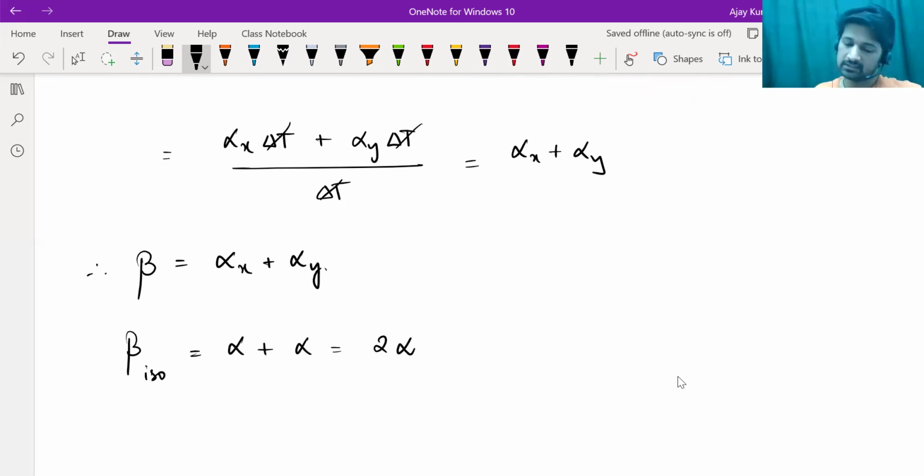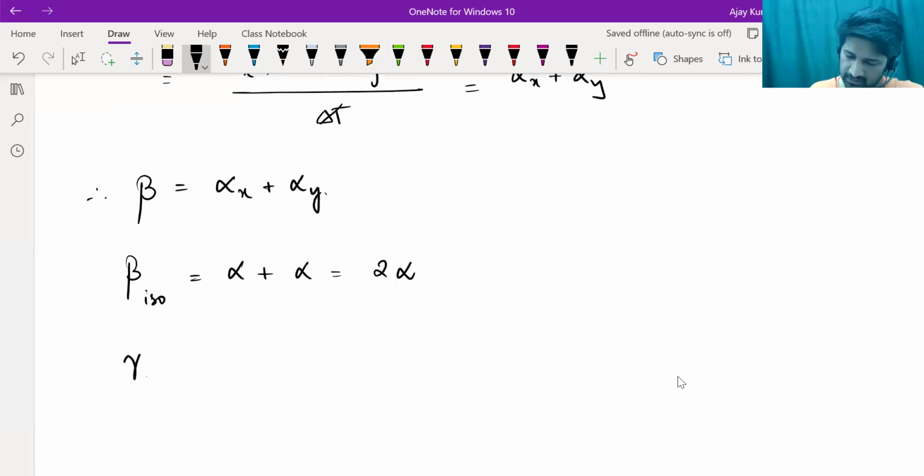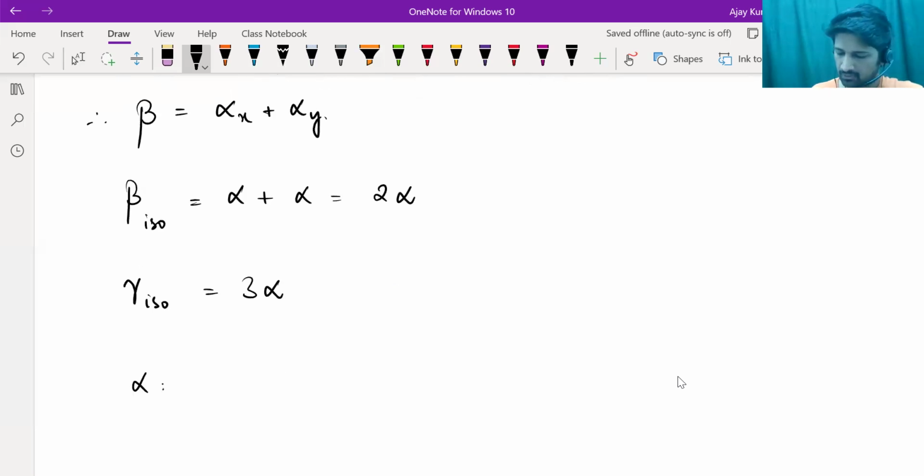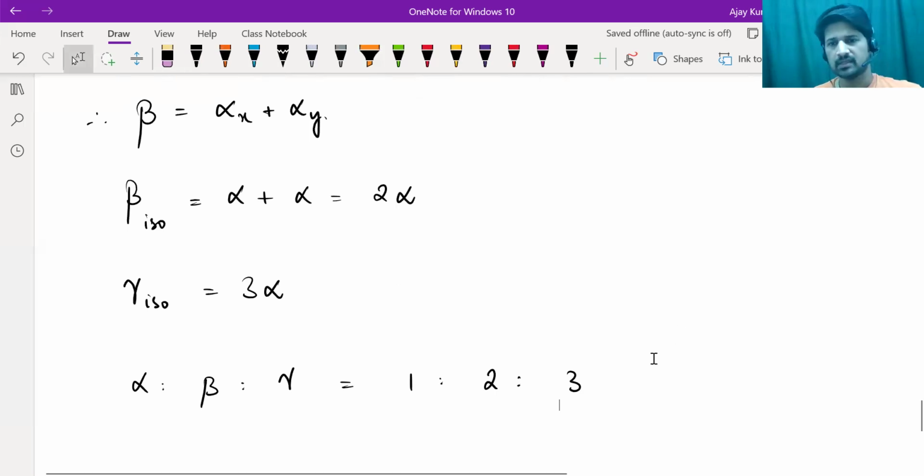Simple. Similarly, you can also prove that gamma for an isotropic material is 3 times alpha. So alpha is to beta is to gamma, if you see, will be 1 is to 2 is to 3, provided it is isotropic. If it is anisotropic, then you will have to write alpha x plus alpha y if you want beta. And if you want gamma, it will be alpha x plus alpha y plus alpha z also. Third dimension also you will have to consider. That is how alpha, beta, gamma are related.